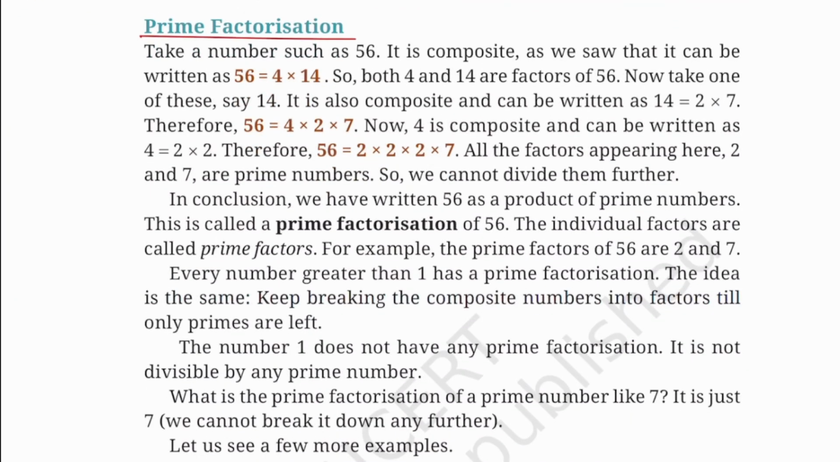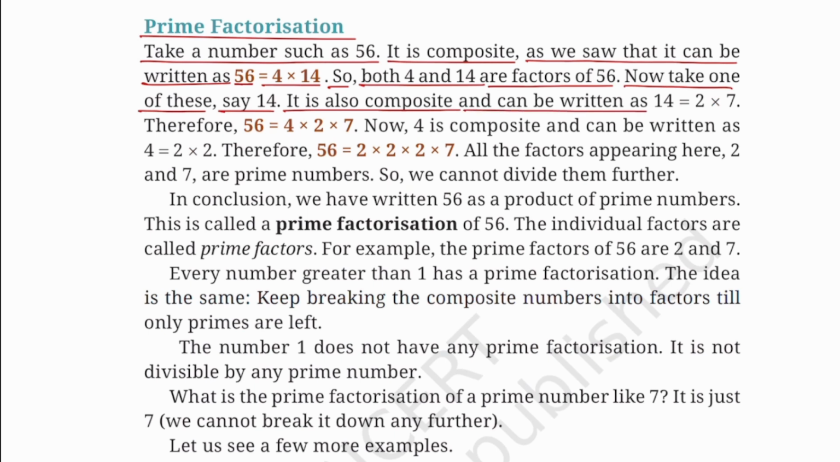Prime factorization. Take a number such as 56. It is composite as we saw that it can be written as 56 is equal to 4 into 14. So both 4 and 14 are factors of 56. Now take one of these, say 14. It is also composite and can be written as 14 is equal to 2 into 7. Therefore, 56 is equal to 4 into 2 into 7.